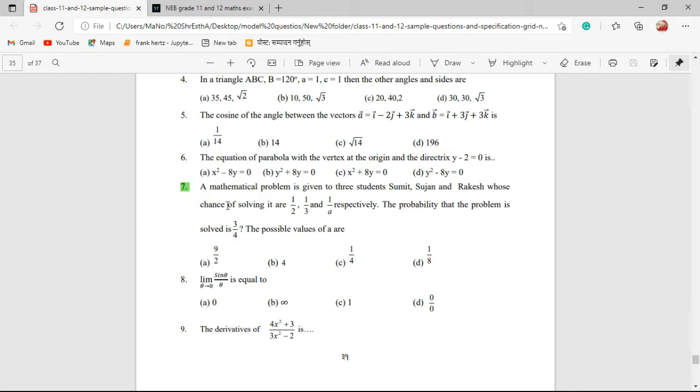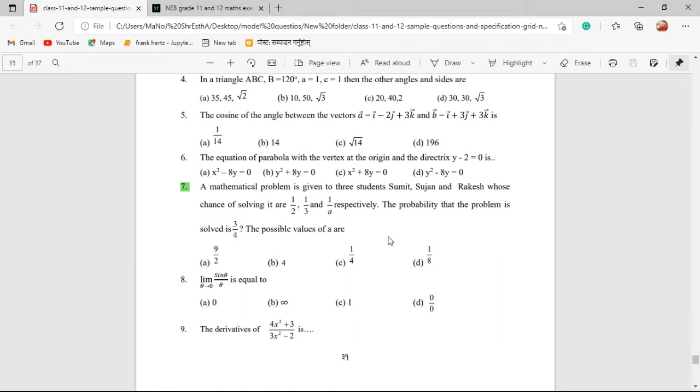Okay, 7 is a probability problem. A mathematical problem is given to 3 students, Sumit, Susan and Rakesh, whose chances of solving it are this, this and this respectively. The probability that the problem is solved is 3/4, and the possible value of a is, whether it is this or this or this or this. We have to find out the value of a. So let's move on to the solution.